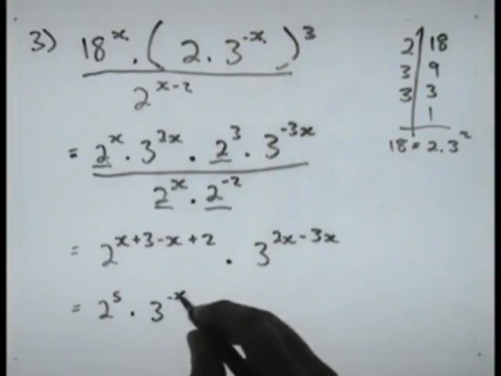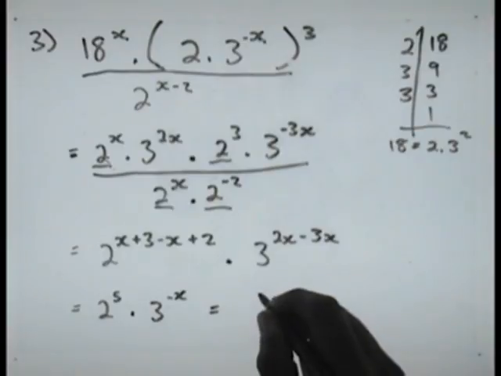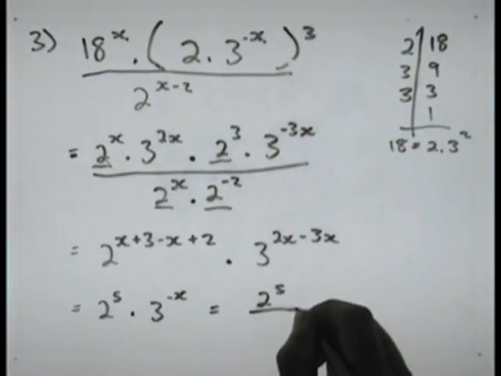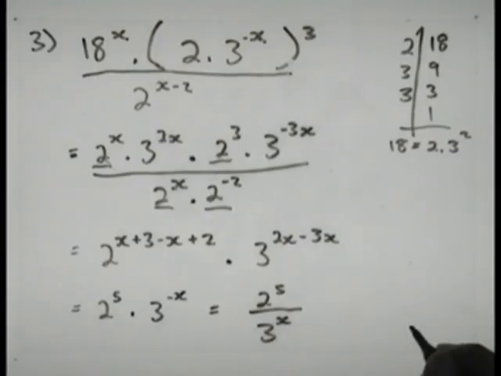If I want to make this exponent a positive exponent, I take it to the bottom. That's going to give me an answer of 2 to the power 5 divided by 3 to the power x. Right, number 4.